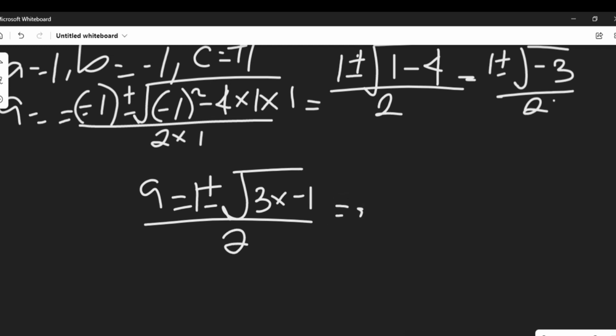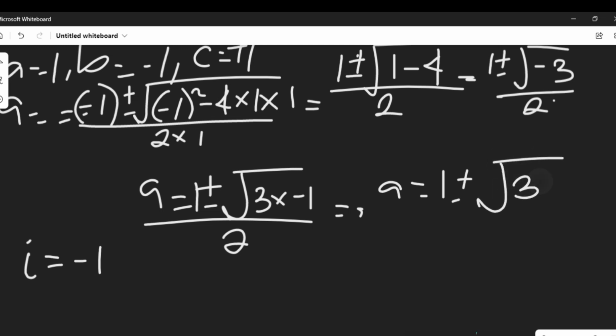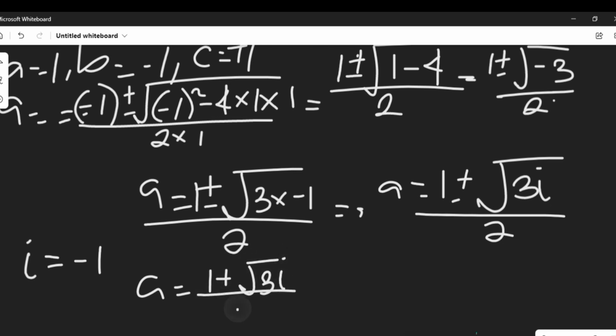So we'll find out that in complex numbers, i is equal to the square root of minus 1. So if we change that, we're going to have 1 plus or minus the square root of 3 times i, that is 3i, over 2. So our a is equal to 1 plus square root of 3i, which is a complex number, and we have 1 minus square root of 3i, all over 2.